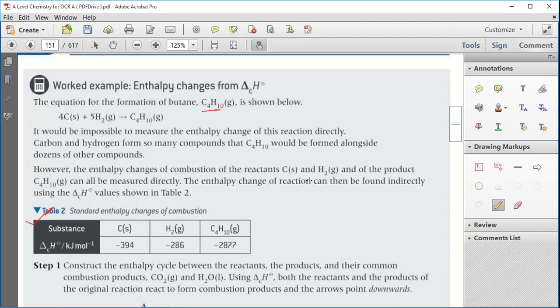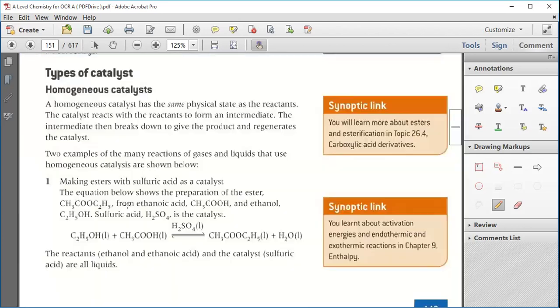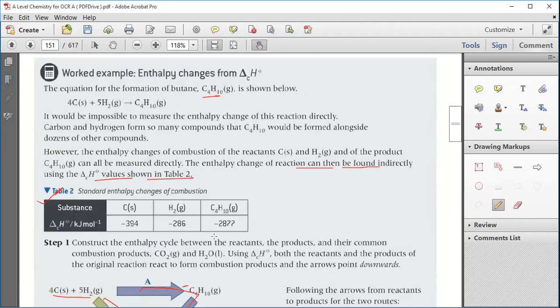However, the enthalpy change of the reactant can be found indirectly using the combustion product. This is just for combustion. Now see, route 1, A plus C. You can get the product like this also, simply A to B or A plus C. Both can be followed. So by Hess's law, A plus C is equal to B. So you need to find out A, which is B minus C. Then calculate, everything is given in the question.